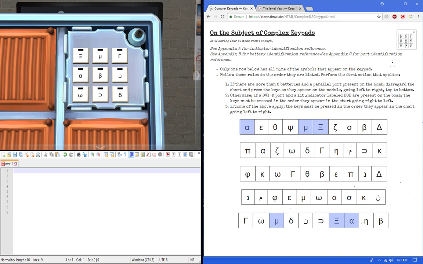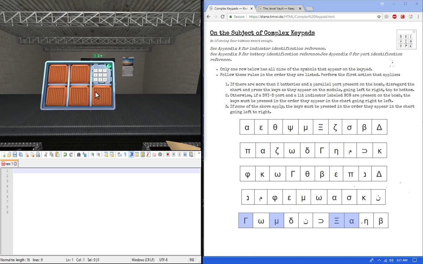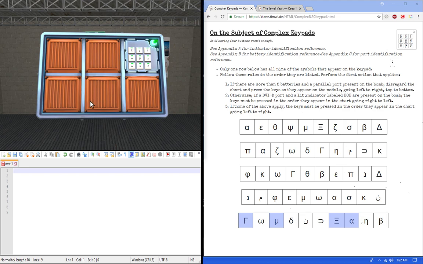But since we got an upside down L, we're going to be using this line. We're going to go left to right. Okay, upside down L, omega, mu, that's delta, one eye smile, U on the side, 3 line, alpha, eta, then beta. Alright, I'm going to cut the screen now.